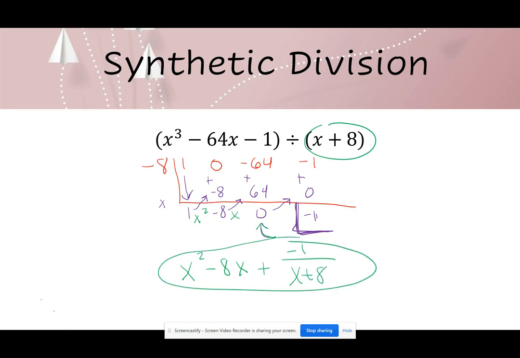So tomorrow we're going to practice this synthetic division in class. So come to class with any questions you have.